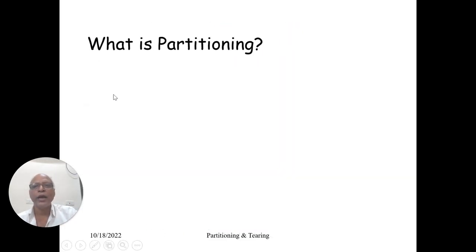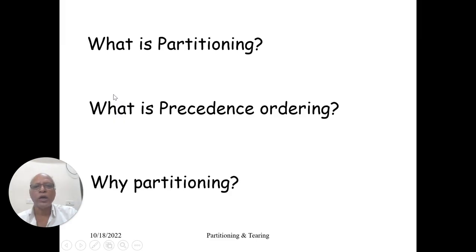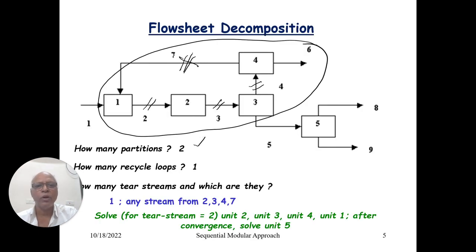So, we will be looking at what is meant by partitioning, what is precedence ordering, why do we have to partition. So, as you can see in this example, without going into any analysis, we were able to partition by looking at it itself. But it may not be that easy in the case of complicated flow sheets or when the number of equations are more.